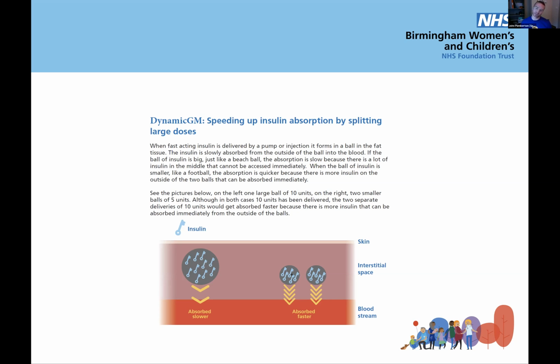But if that 20 units is split into two 10-unit injections, there are two separate blobs with a lot more surface area, therefore the insulin gets absorbed faster. So we suggest for our patients who are on injections, when the dose gets above 20, to split the quick-acting dose into two injections, if they're willing to do two injections. If they're not willing to do injections, no problem. But if they want to, it's a way to speed up the insulin.